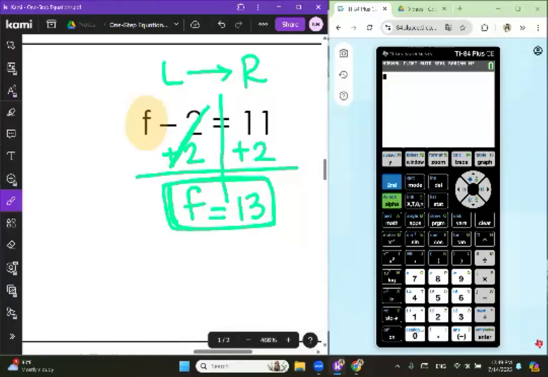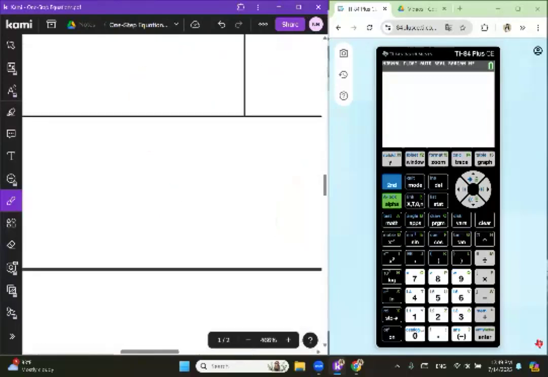I am adding the 2. Why am I adding the 2? Because it's a minus, and the opposite of a minus is a plus. And we're moving the 2, not the 11, because 11 is already on the opposite side of the variable. Okay? Things like that.